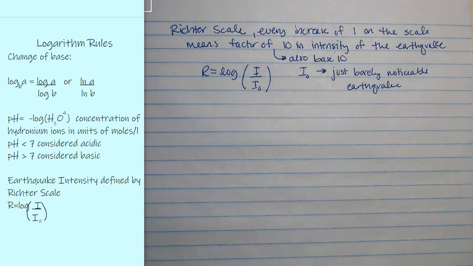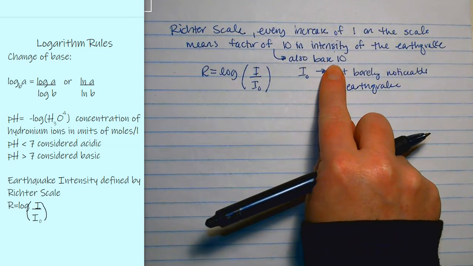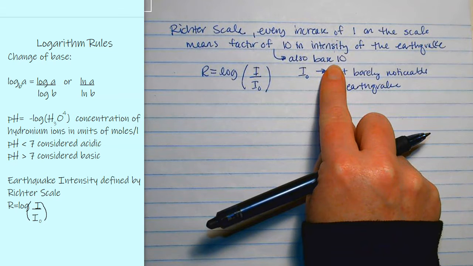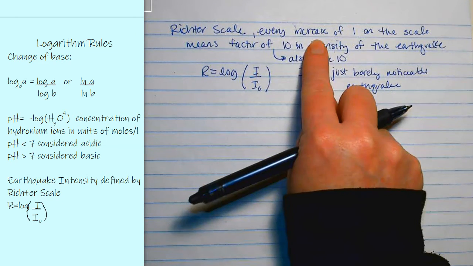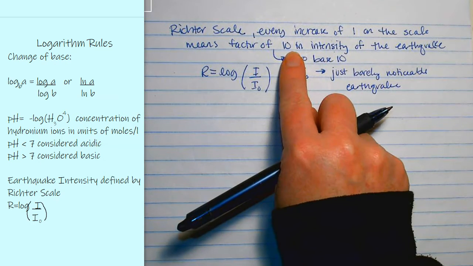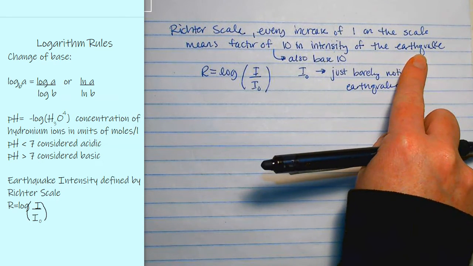Our next example is the Richter scale, which is also base 10 like pH. The Richter scale gives us a way to have a 1 through 10 scale, which talks about the intensity of the earthquake. So you've heard of the Richter scale, obviously. Every increase of 1 on the scale means a factor of 10 in intensity of the earthquake.